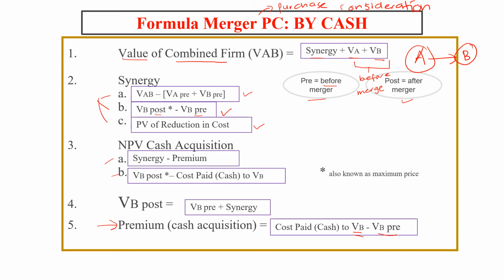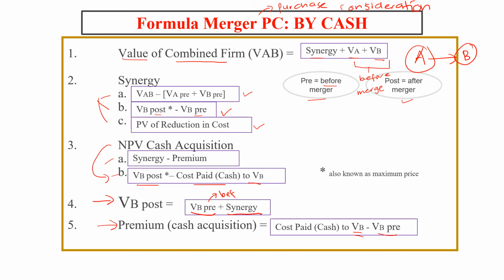And then on the second NPV, if you can see here, VB post minus cost paid cash to the VB. So how do we calculate VB post? You can refer back to this one. VB post will be equal to the VB pre plus the synergy. So pre is before. So the value of firm B plus the synergy, you will get VB post. So this is how you calculate the merger formula for the firm purchase consideration by cash.